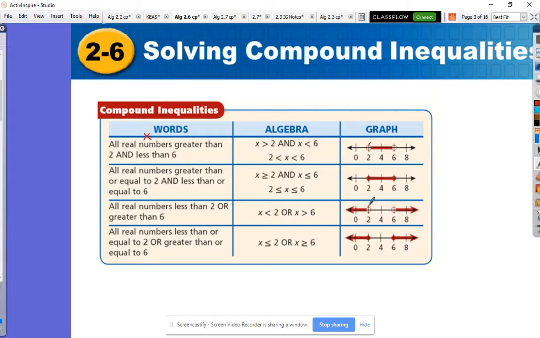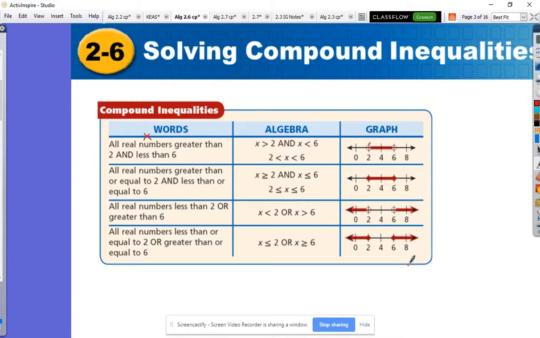Open circle on 2 because it can't equal 2. Here's all your numbers less than 2. And then we have an open circle on 6, and it shows all of our numbers greater than 6. So basically, x can't be any of these numbers in between here. If we had an equal sign with it, it would look exactly the same, except filling in the circle here and filling in the circle here to show it could be 2 and 6. All right, compound inequalities. Good stuff.